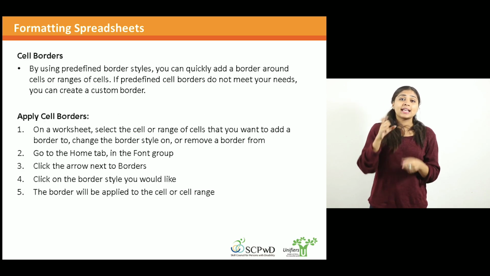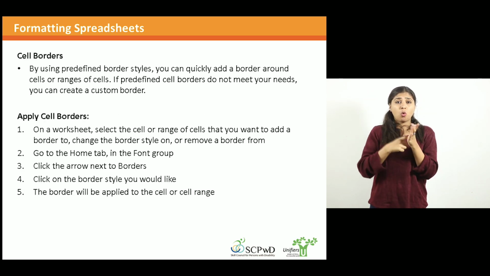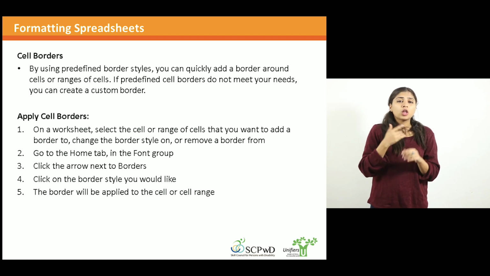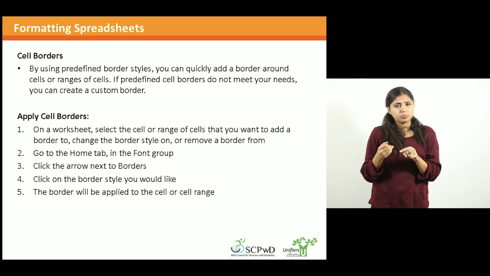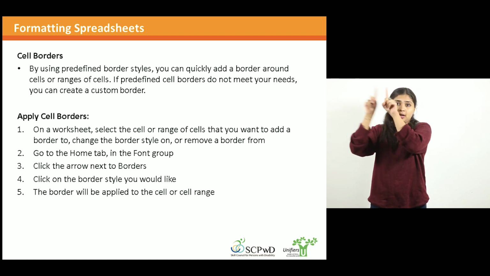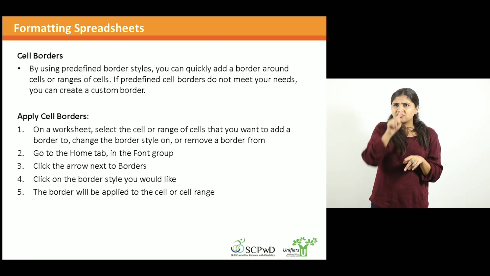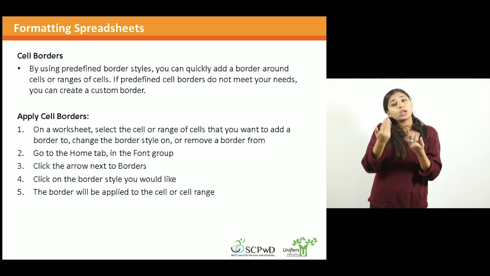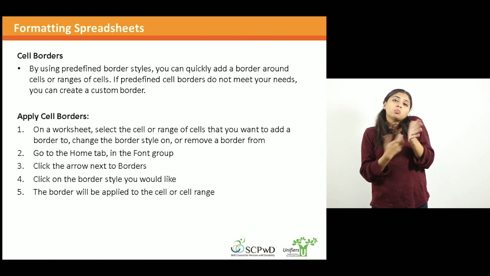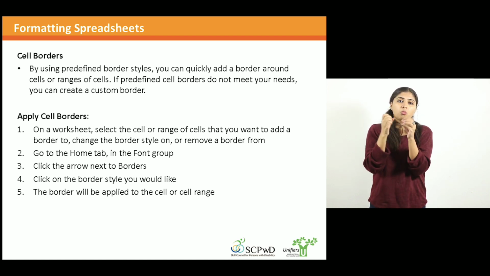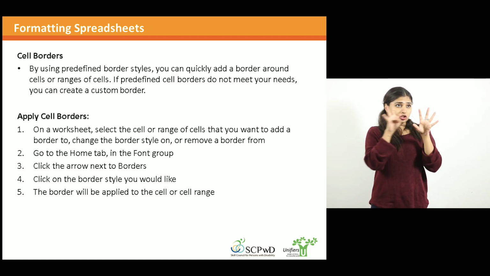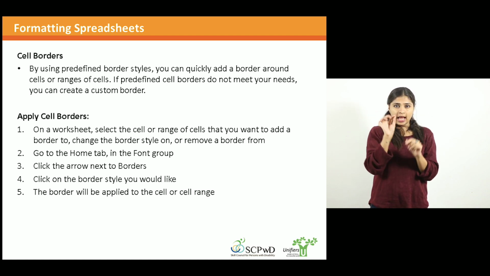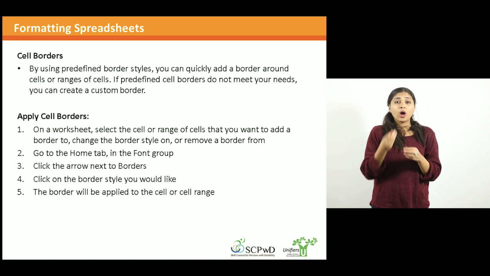Formatting spreadsheets, cell borders. By using predefined border styles, you can quickly add a border around the cell or ranges of cells. If predefined cell borders do not meet your needs, you can create a custom border. Apply cell borders. On the worksheet, select the cell or range of cells that you want to add a border to, change the border style on, or remove the border from.